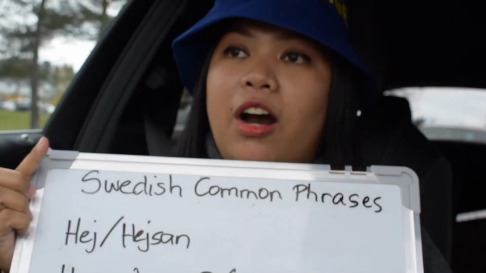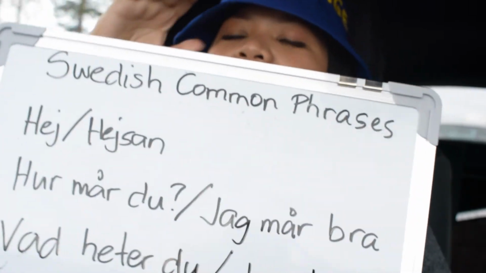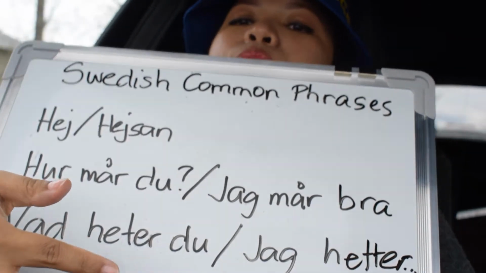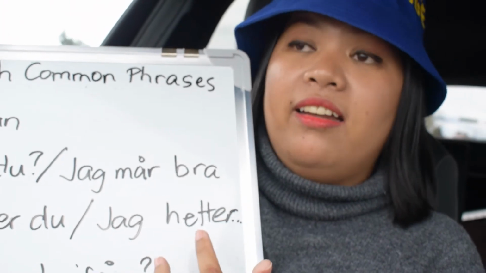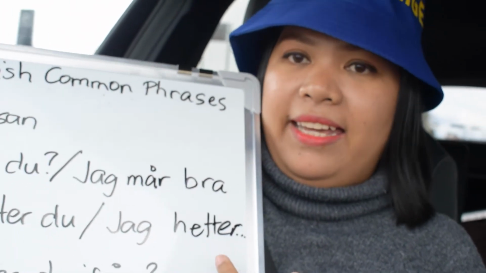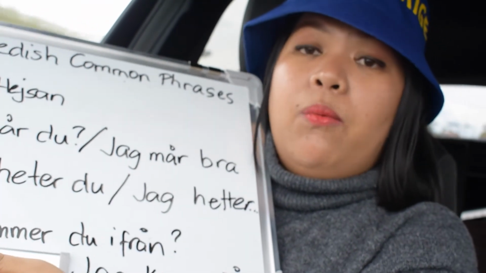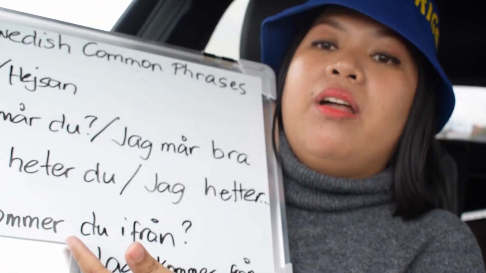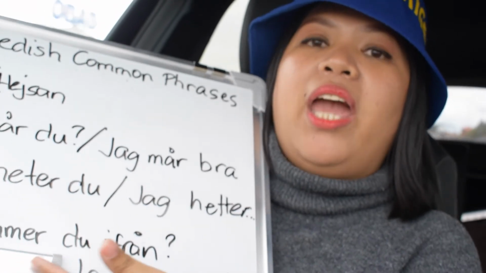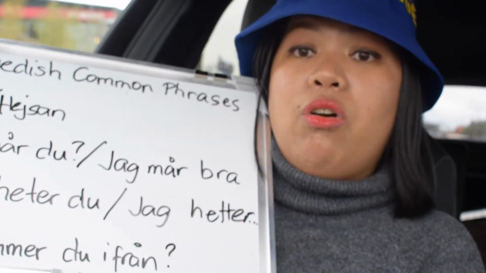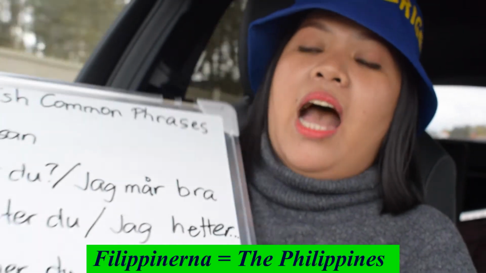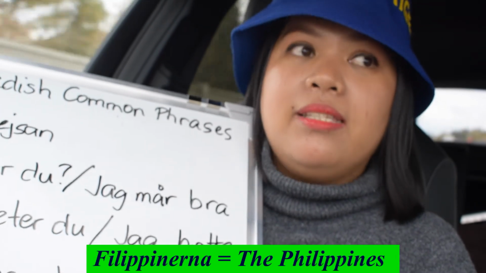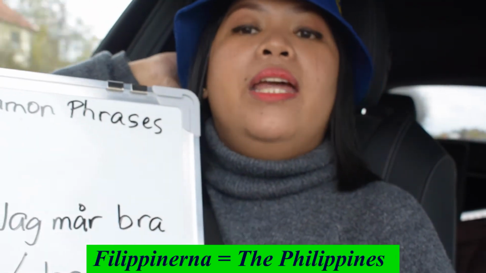And they will ask you your name. Vad heter du? What is your name? You will just answer jag heter, for example, jag heter Lalaine. And then they will ask you, var kommer du ifrån? Where do you come from? Jag kommer från Filippinerna. I came from the Philippines.